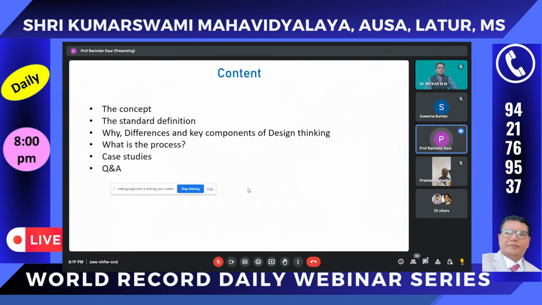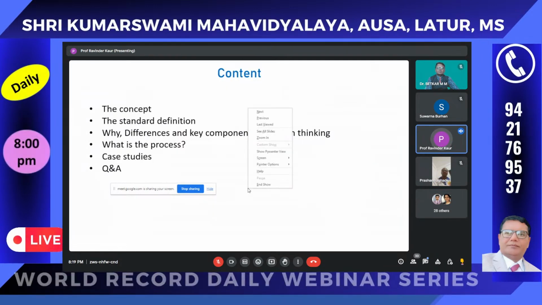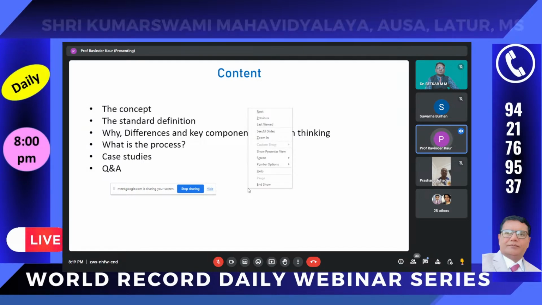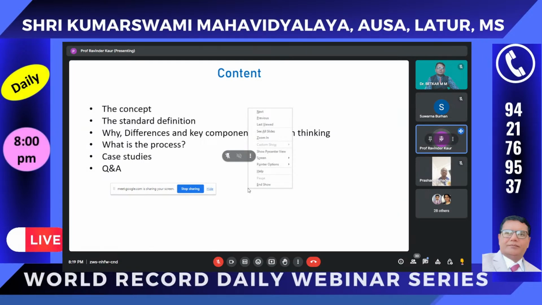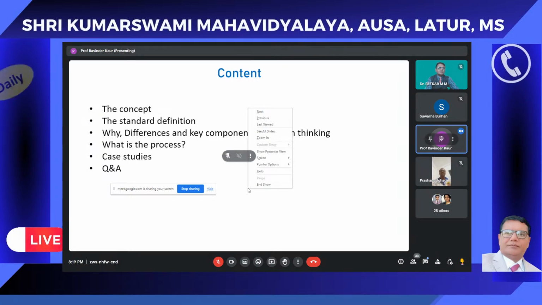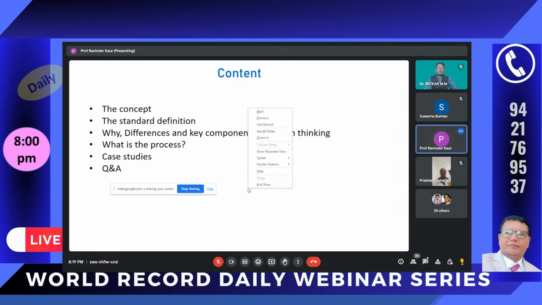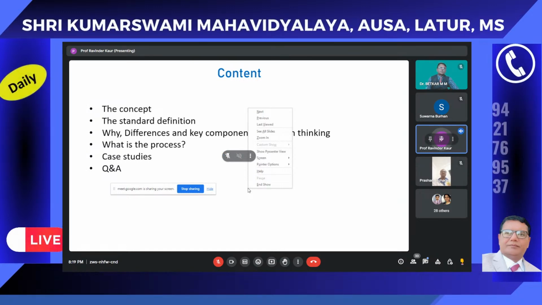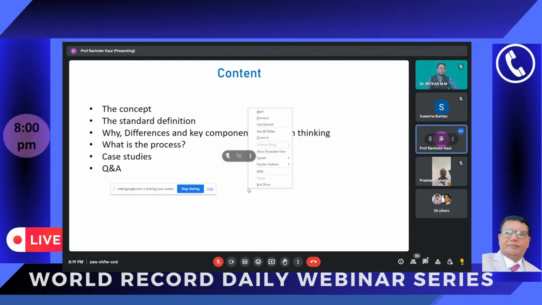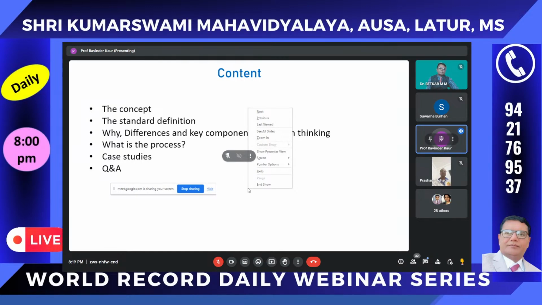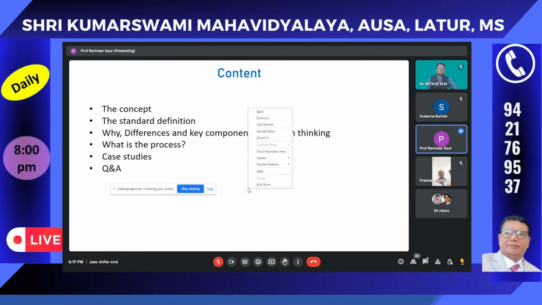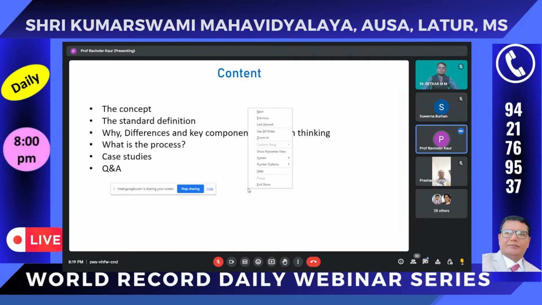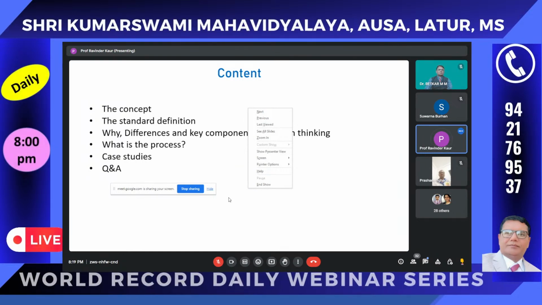I have divided my session in all these ways. I'll be talking briefly about the concept of design thinking, what the standard definition says, and the differences, which I'll just quickly touch upon. Then for what problems we normally use design thinking, what the process is, case studies, and question answers. I think it will be interactive throughout.